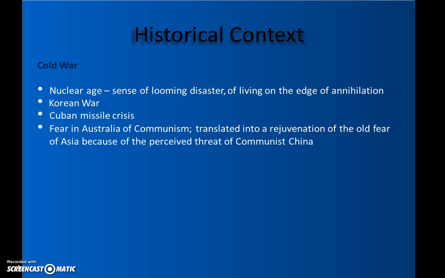There's also this fear of communism, which plays out in the Cold War. And this is translated into a fear of Asia and Asian migration. And that's because a lot of the Asian countries are becoming communist, so that's where that comes in.